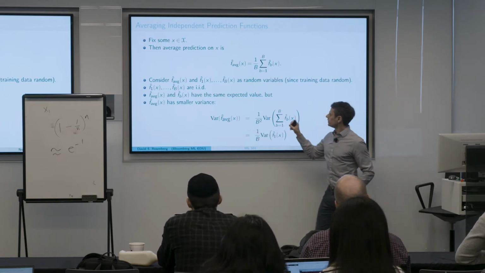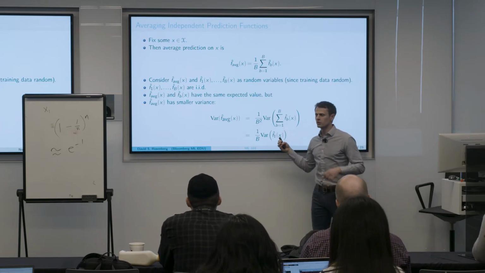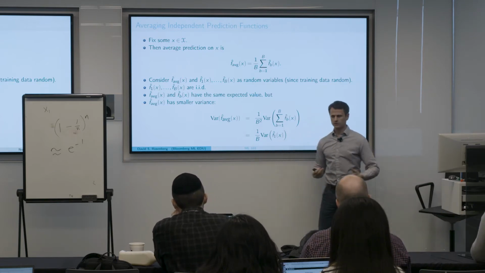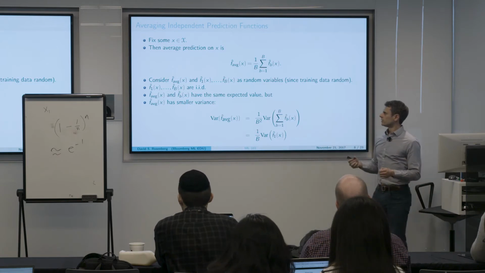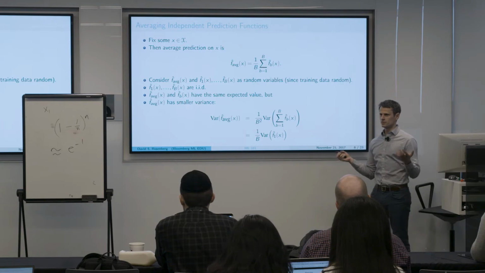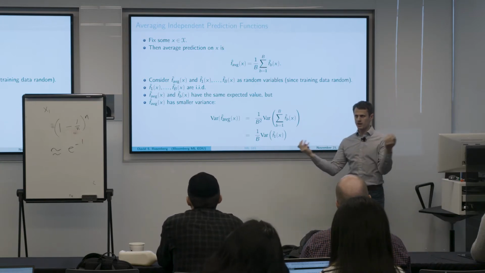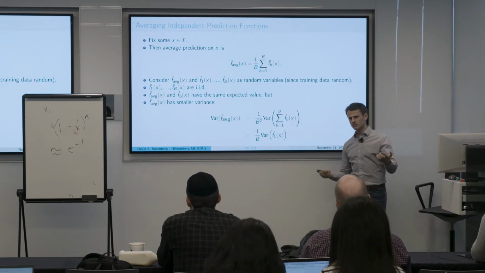Great. So the variance of the average is 1/B the variance of the original prediction. So 1 over square root of B for the standard deviation. So if we could have these independent training sets, the best thing to do would be to build your model on each, then average the predictions, and you'd have the same expected value and smaller variance. This is good. This is a win.